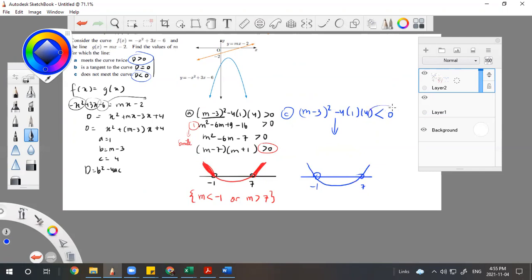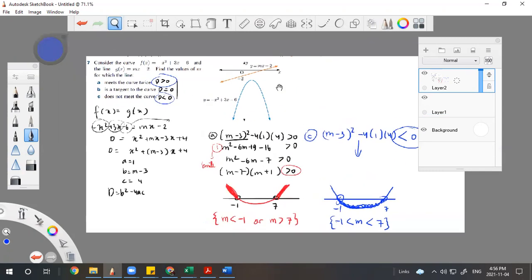And something that is less than 0. What is something that is less than 0? Negative. So it is below the curve. Okay, so negative 1 less than m less than 7, right? Done. How about B? B is very simple.